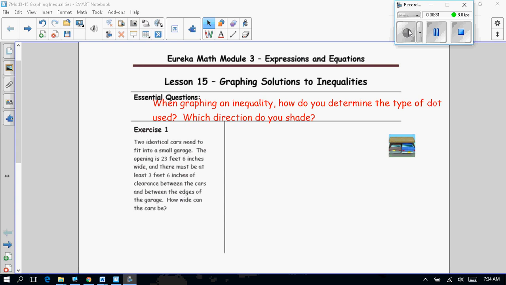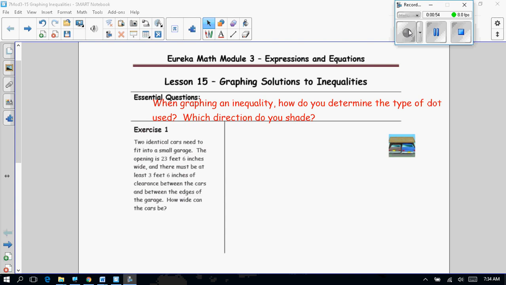I actually am going to read it to you, and then we're going to pause and see if you guys can try to figure it out a little bit. So two identical cars need to fit into a small garage. The opening is 23 feet 6 inches wide, and there must be at least 3 feet 6 inches of clearance between the cars and between the edges of the garage. How wide can the cars be?